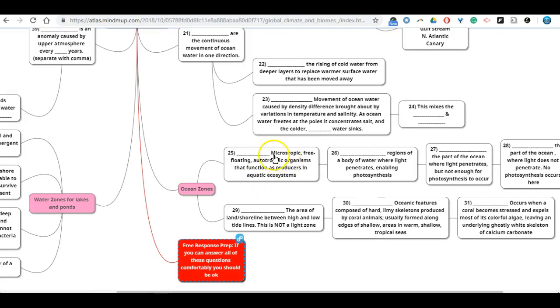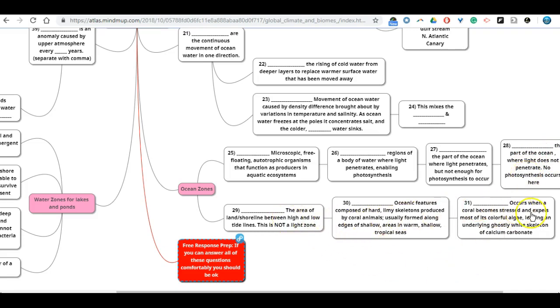All right, over here we're talking about oceans. So phytoplankton are microscopic free-floating photosynthetic organisms. Here are just different layers of the ocean. The 2 most important here are the epipelagic. This is where there is light enough for photosynthesis to occur. This is called the mesopelagic, where there is light but not enough for photosynthesis to occur. And then this is called the bathypelagic. This one is an area where no light reaches, no photosynthesis occurs.